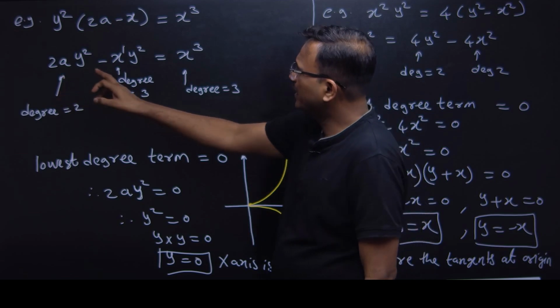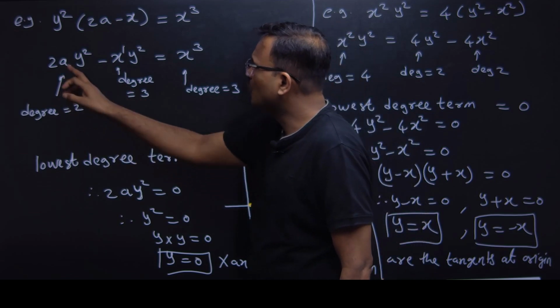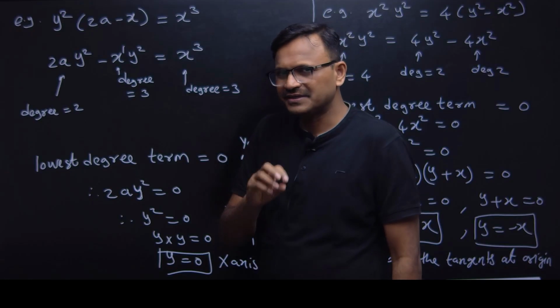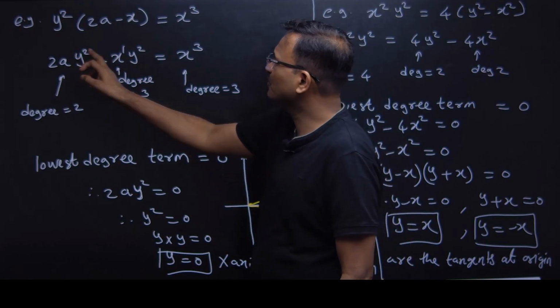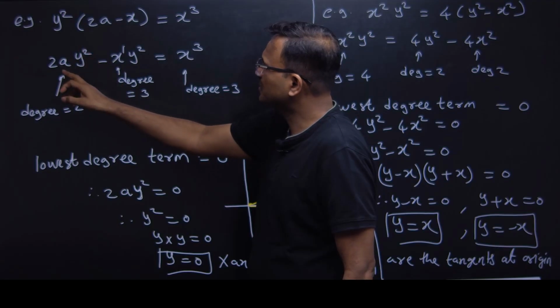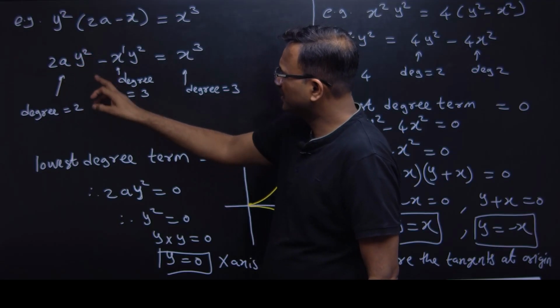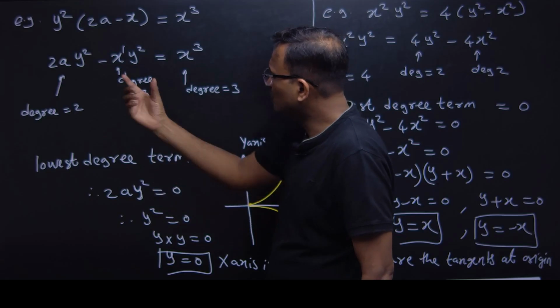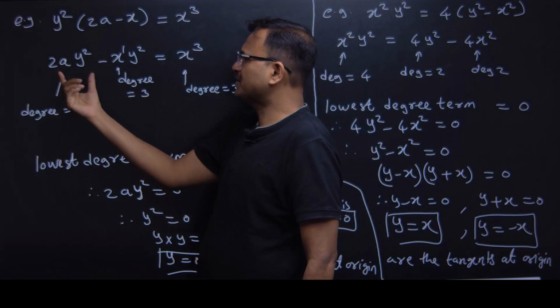Now this term 2a into y square, its degree is 2. 2a is a constant. The degree of 2a you can consider 0. So 0 plus 2 is 2. So the degree of 2a y square is 2. The lowest degree term in this equation is 2a y square.